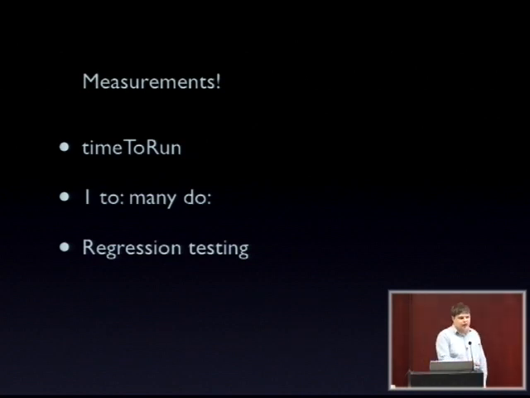So, what are some of your tools once you have the place you want to optimize? Well, you need measurements, really. Time to run is a very convenient method. All it does, it's on the block, so you encapsulate your code and you tell it time to run, and it will tell you how much time it took. So you can basically compare those between the original version and your optimized version to see if your idea for what would be faster actually was faster.